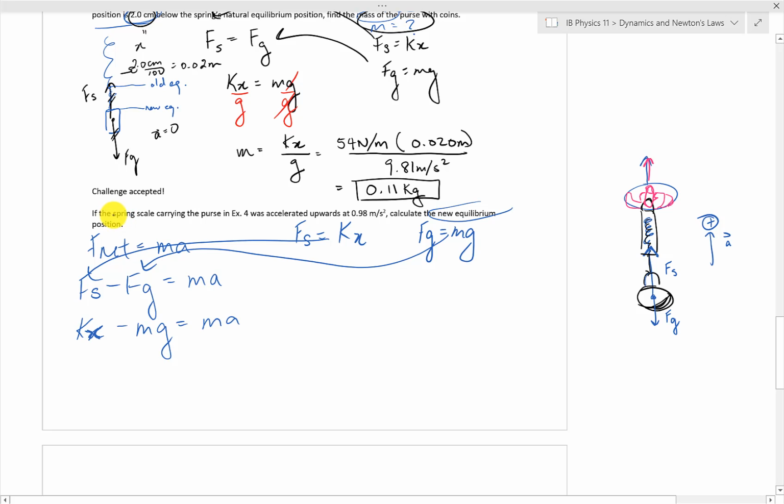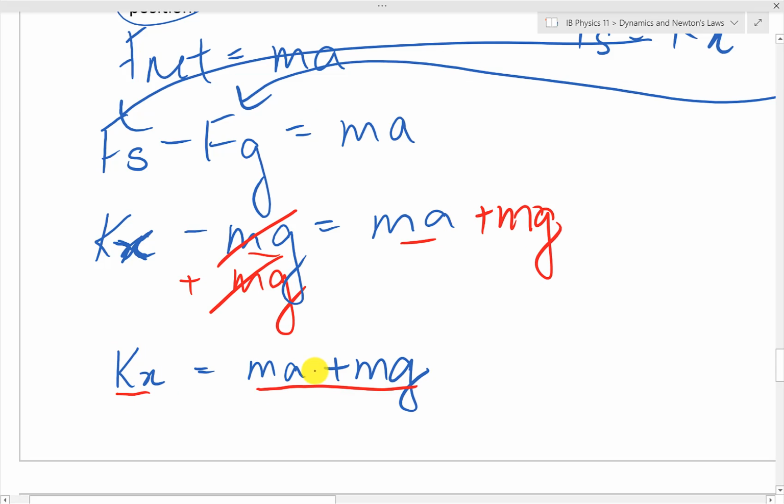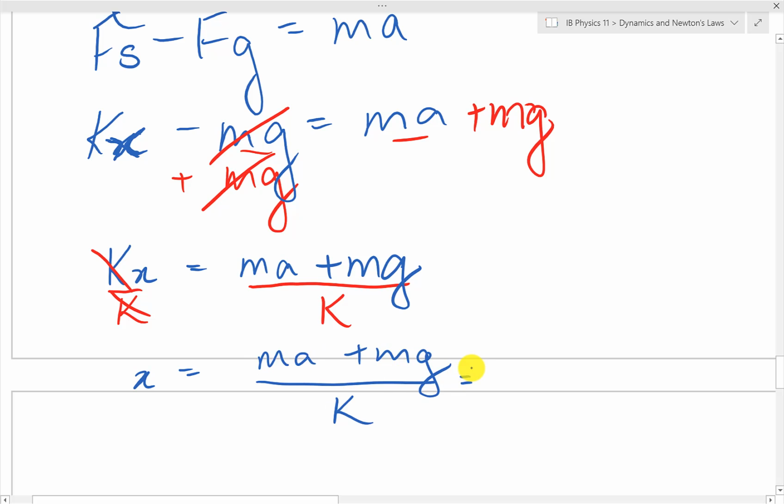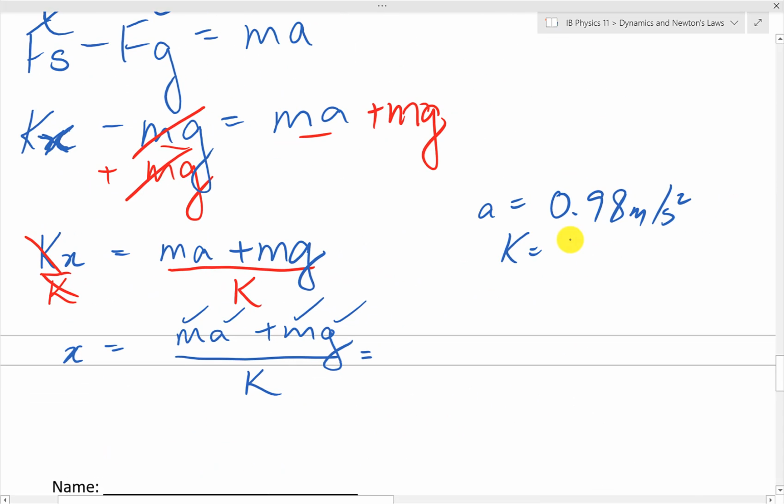I want to find the new equilibrium position. So I want to find how much my spring will need to stretch in order for my purse to have this upwards acceleration. First, I need to move the mg to the other side. Then I can divide both sides by k to get x by itself. We know the mass from the previous problem. We know the acceleration due to gravity. The question says the acceleration we want is 0.98 meters per second squared, and the k, the spring constant, is given in the previous question, which I believe is 54 Newtons per meter.